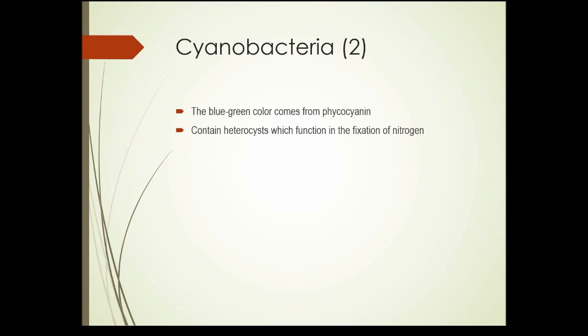The blue-green color in cyanobacteria comes from phycocyanin, and they contain heterocysts, which function in the fixation of nitrogen. They can actually use atmospheric or gaseous nitrogen, which, as we've seen, has been a characteristic of legumes.